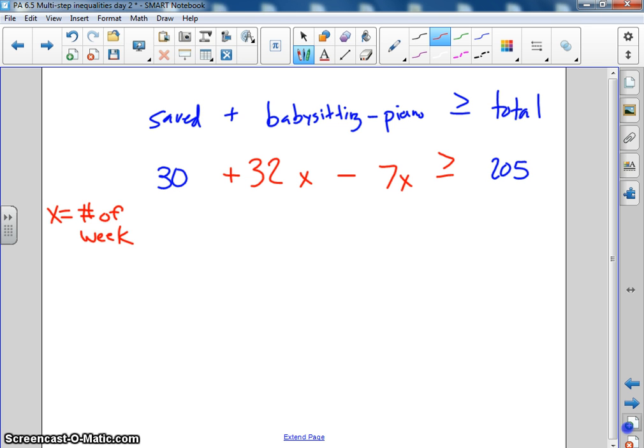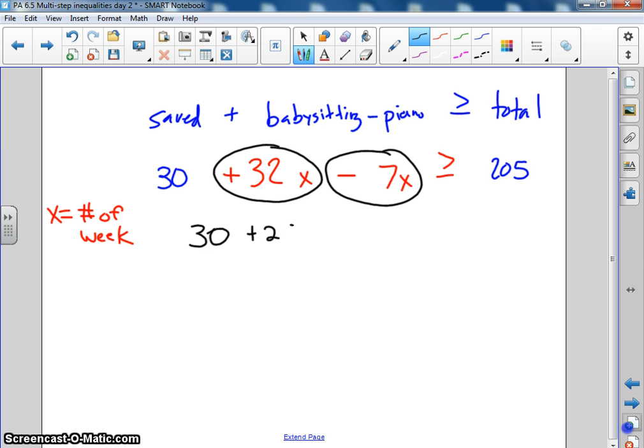All right? So now I can solve. I've got my equation set up. I had what I saved plus my babysitting minus my piano money greater than or equal to $205. So add the variables. Combine like terms. Positive 32, negative 7. I'm just going to leave this 30 over here for now. Now, positive 32 and negative 7 gives me a positive 25x greater than or equal to 205.